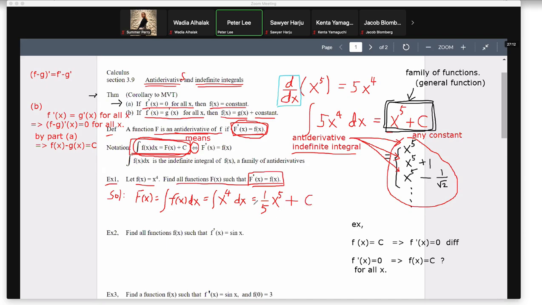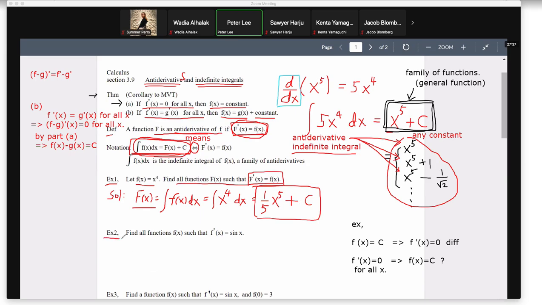Capital F, whose derivative is small x to the 4th power, but all the difference is only a constant. So that's what part B is. So the final answer is this. Capital F of x is the whole family of functions, which is what? 1/5 times x to the 5th power plus C.